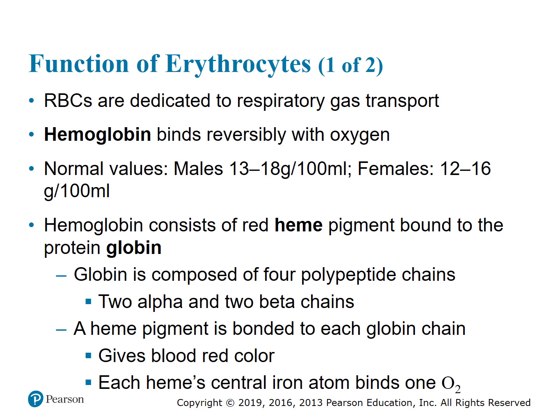So red blood cells are dedicated to respiratory gas transport. Hemoglobin binds reversibly with oxygen. Normal values in males are 13 to 18 grams per 100 mL. For females, 12 to 16 grams per 100 mL. Hemoglobin consists of a red heme pigment bound to the protein globin. Globin is composed of 4 polypeptide chains, 2 alpha and 2 beta chains. A heme pigment is bonded to each globin chain, and that's what gives the blood its red color. And each heme's central iron atom binds 1 oxygen.